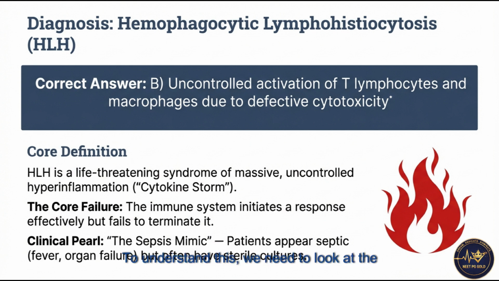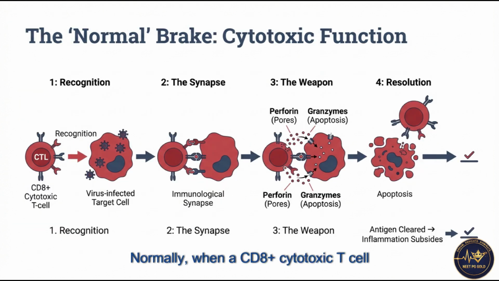To understand this, we need to look at the cellular mechanism. Normally, when a CD8+ cytotoxic T cell recognizes a virus-infected cell, it forms an immunological synapse. It releases cytotoxic granules containing perforin, which punches holes, and granzymes, which induce apoptosis. Once the target is dead, the antigen is cleared and inflammation subsides.